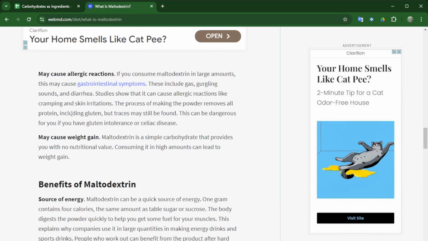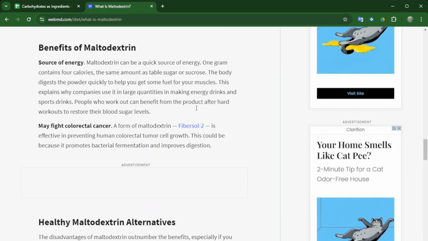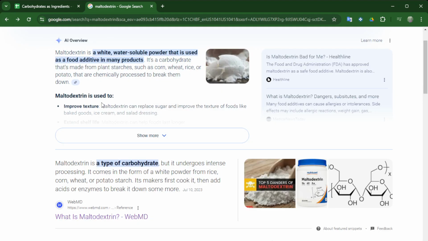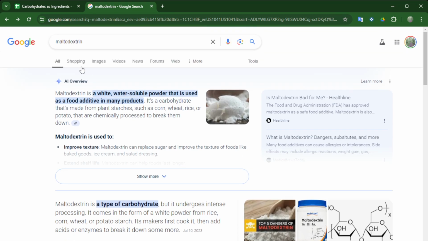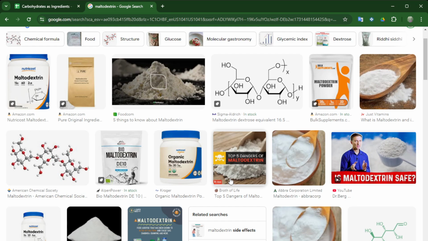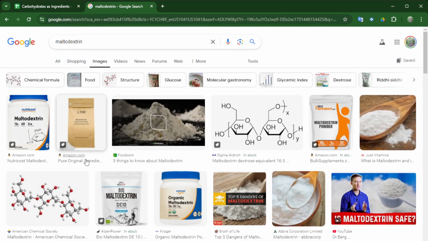Now, it's not really telling me how much it's broken down, if it's broken down to what we would consider a sugar, that is a mono or disaccharide. And so I'm going to look for images of maltodextrin and see what it looks like. Is it a big long molecule or is it pretty short?